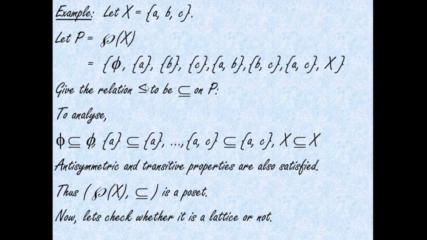So definitely this relation satisfies reflexivity, right? Similarly, you can check the properties of antisymmetric nature and transitive nature. Both of them are satisfied. That means the power set P along with the relation subset of is a poset. Now we are going to check whether this poset will become a lattice or not. For that, you have to take a two-element set in the power set and associate a supremum and infimum for that arbitrary two-element set.